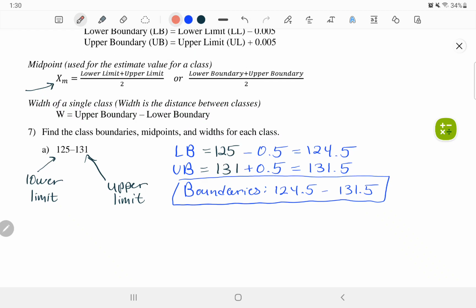For the midpoint, I'm going to use the limits. My midpoint, x of m, is the lower class limit, 125, plus the upper class limit, 131, divided by 2. Add first, then divide. 125 plus 131 is 256. 256 divided by 2 is 128. And once again, if you use the class boundaries, you'll have the same answer. There'll be no difference.